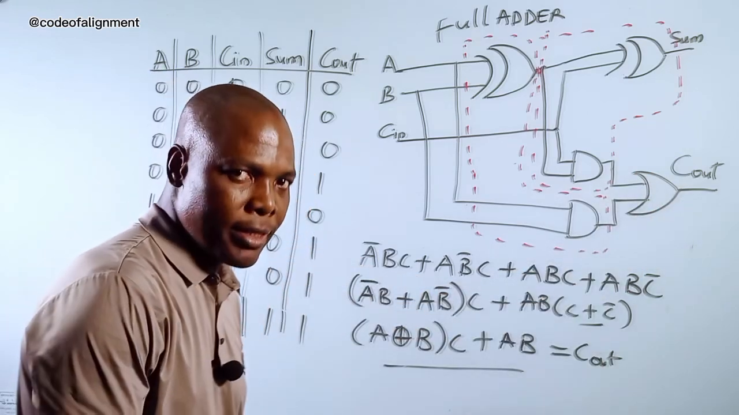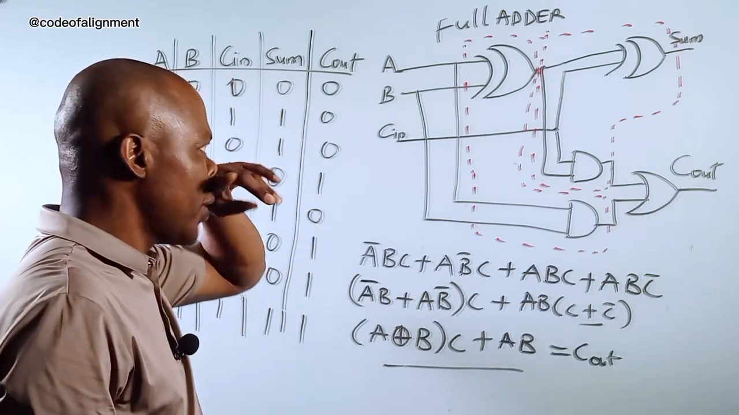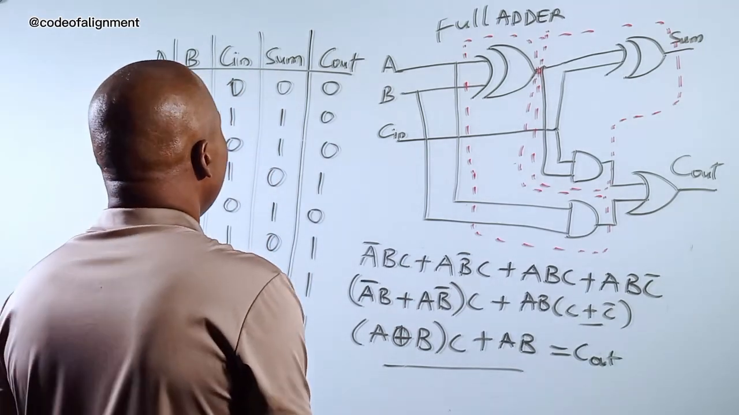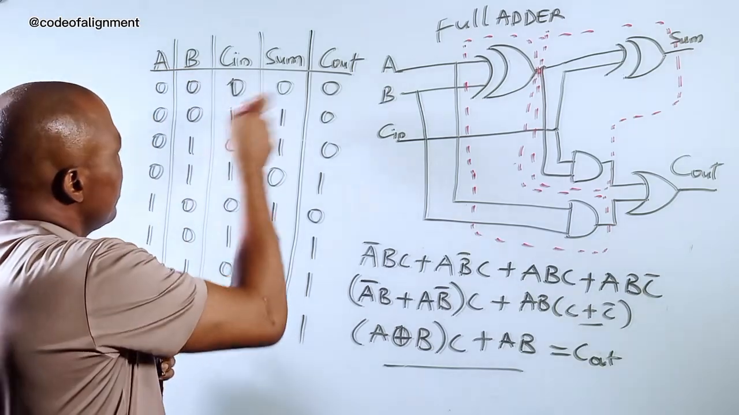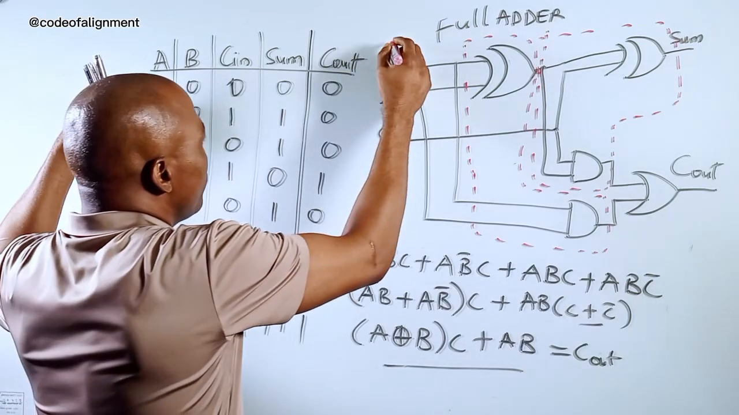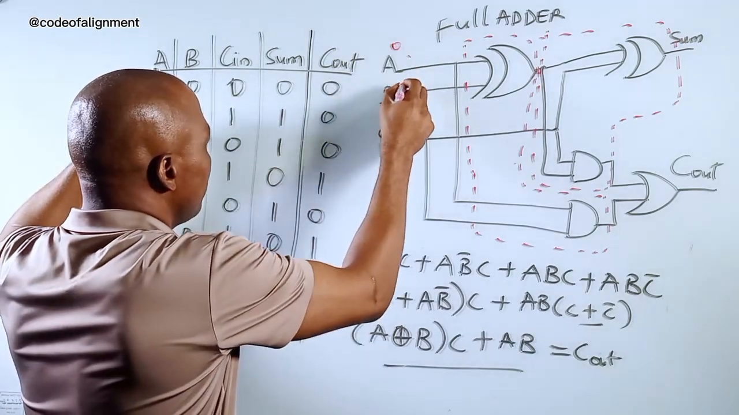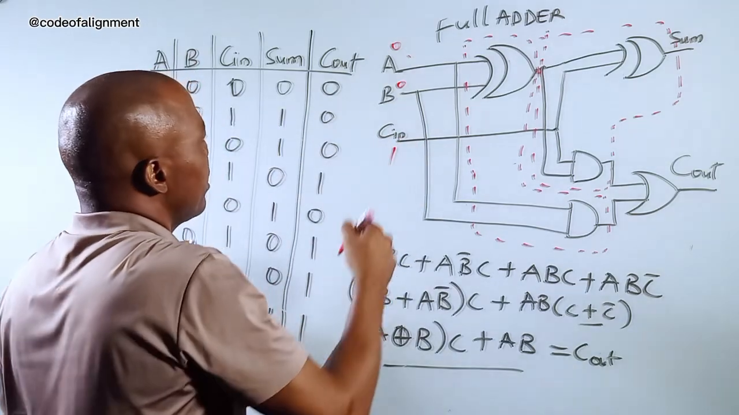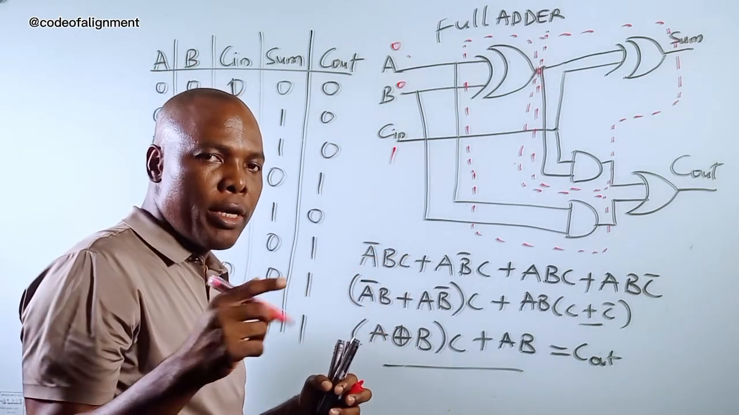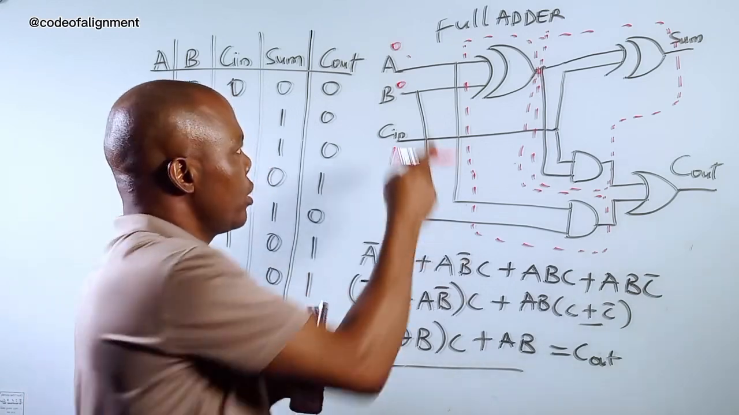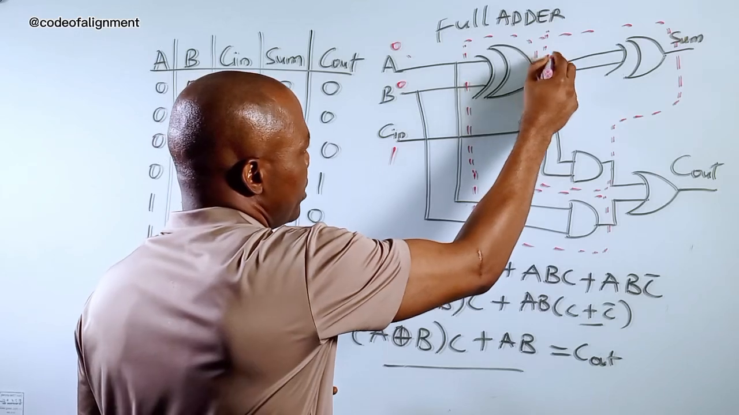So now let's test if this drawing is accurate. Let's take this second line. A is 0, B is 0, and C is 1. Now you know exclusive OR: if the two inputs are the same, the output will be 0. So the two inputs here are the same, so the output here is 0.